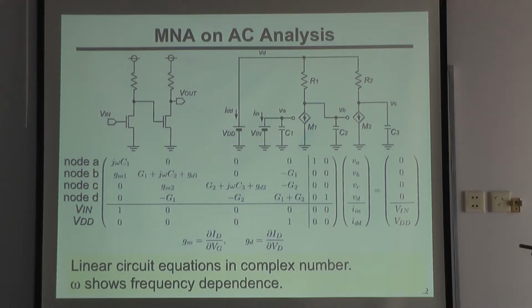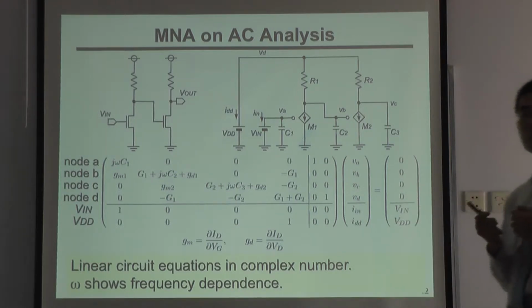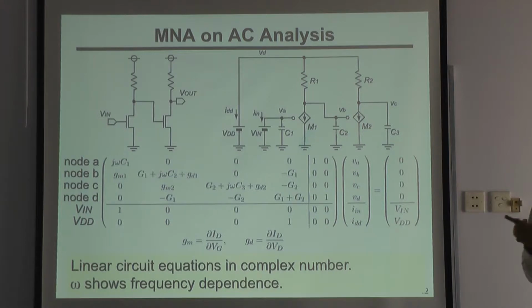And that sweeping frequency means sweeping omega. That's all. So we can use the same equations and just change the omega values. So it is easy. So that's why we can have a quick calculation time for AC analysis compared with transient analysis.